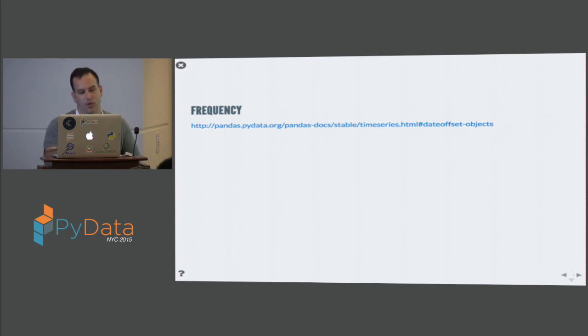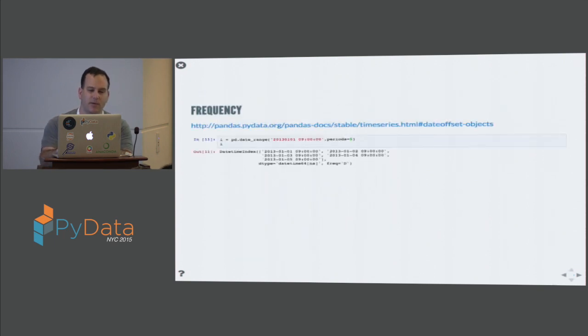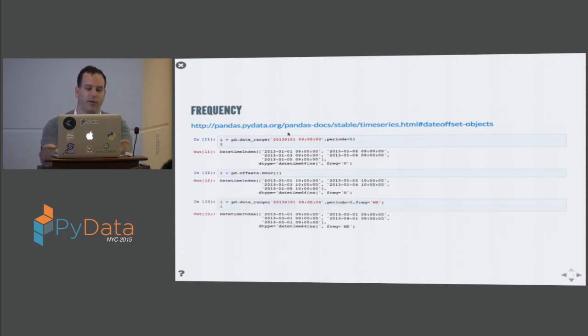Okay. So you notice that I used H and I used D over there. These are called frequency objects, and Pandas has a whole suite of these. A lot of people like date manipulation. So when you construct a date, by default it's going to be daily. But you can add hour offsets if you want.